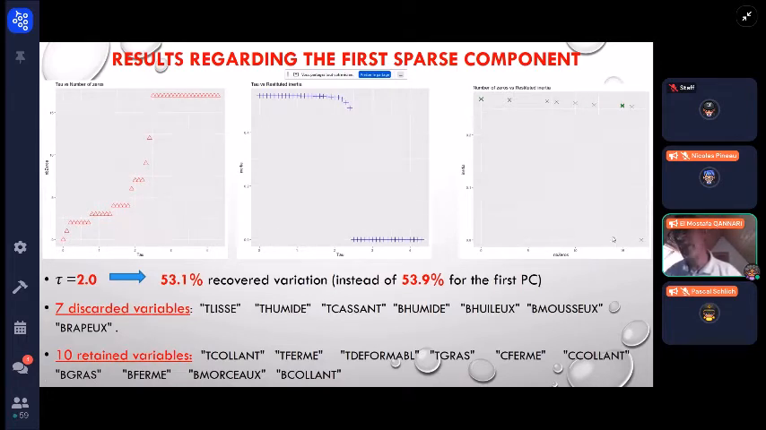And you see that, even if you remove up to 15 variables, the total variance does not decrease significantly. That's very interesting. Anyway, I chose tau equal to 2, and the percentage of total variance explained by the sparse principal component is 53 compared to 53.9 for the first PC. Seven variables were discarded. You have the list here, and 10 variables were retained. And again, I could have chosen more variables to be discarded. I could have chosen up to 15 variables.